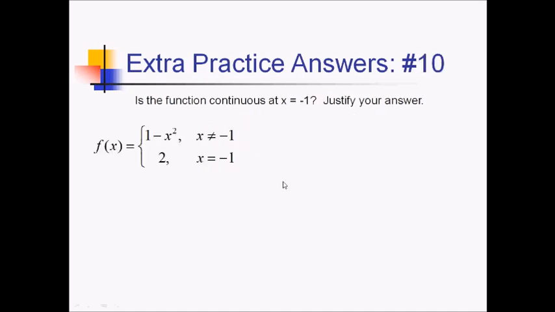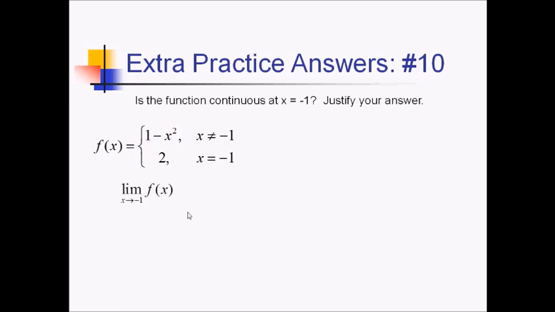On this problem, we want to know if our function is continuous at x equals -1. This is kind of a weird piecewise function. We have this rule here, 1 minus x squared, if x is anything except for -1. And the function spits out 2 if x is exactly -1. Another way of thinking about this is you've got a rule for 1 minus x squared if x is less than -1, and this is the same rule if x is greater than -1. That's another way of saying x does not equal -1.